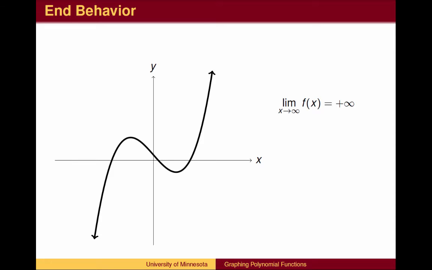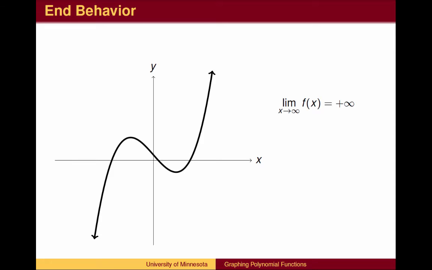Below the limit is the tendency for the input variable. The arrow is read, approaches. Here we are interested in the limit as x approaches infinity. That is, we are interested in what happens as x goes to the right. The quantity we are interested in comes to the right of the limit. Most often, we are interested in the function value f of x.